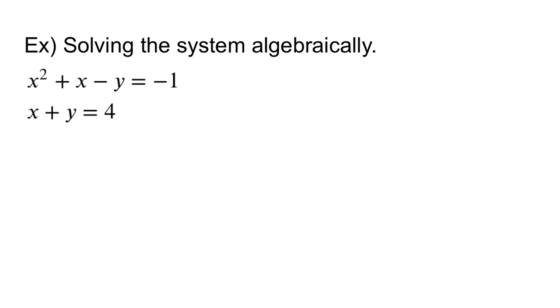The first thing before you start using substitution is you have to make sure they are always in the form y equals. So we're going to take both of these quadratic equations and put them in the form y equals. So for the first equation, I'll add y to both sides and I'll add 1 to both sides. And I'll end up with y equals x squared plus x plus 1. For the second equation, I'm going to subtract x from both sides and keep the 4 exactly where it is. And I end up with y equals -x plus 4.